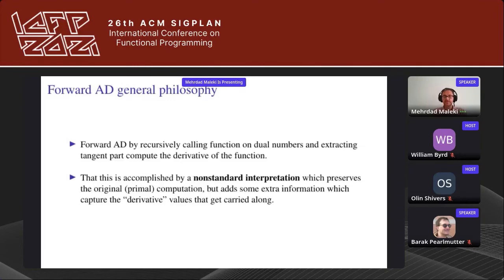But the general philosophy of forward AD is calculating the derivative by recursively calling the function on dual numbers and extracting the tangent part, which computes the derivative of the function. This is accomplished by a non-standard interpretation which preserves the original primal computation, but adds some extra information which captures the derivative as a tangent part of the function.